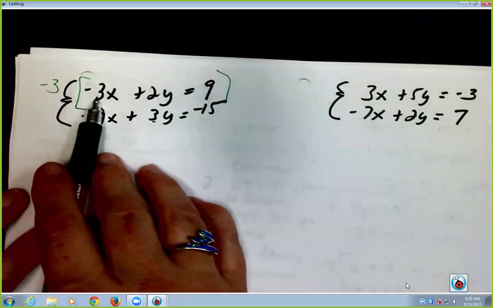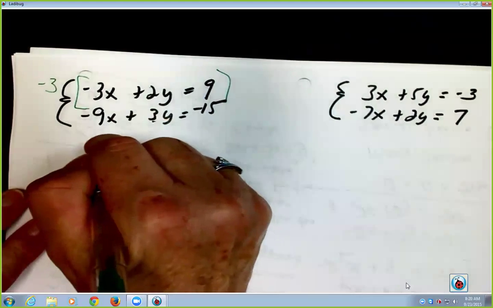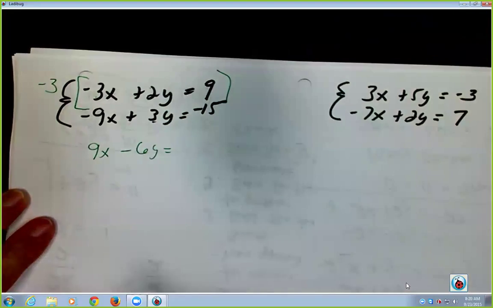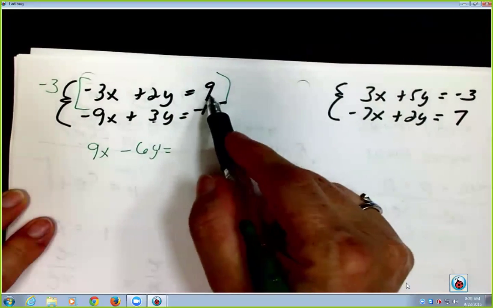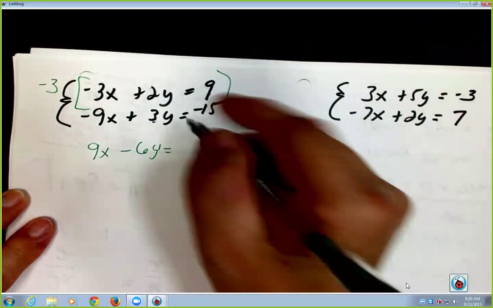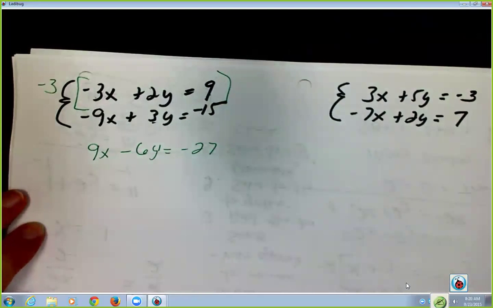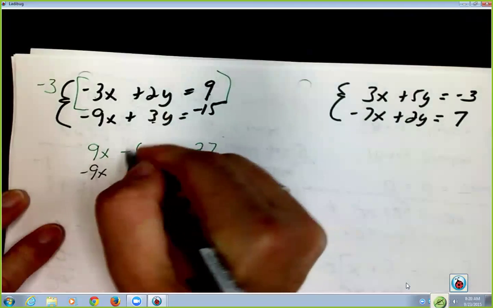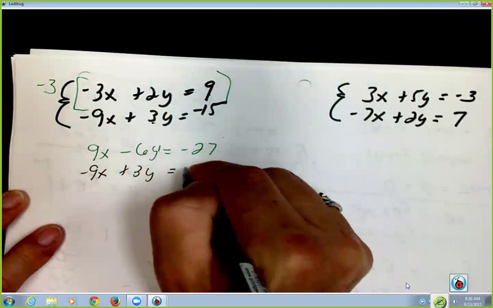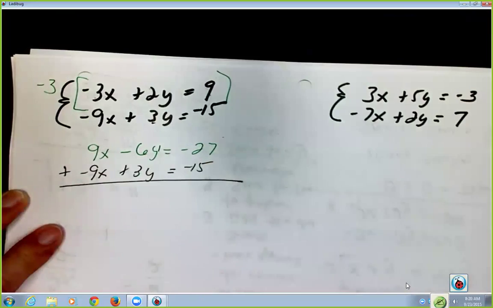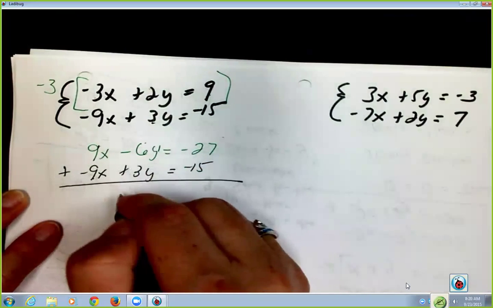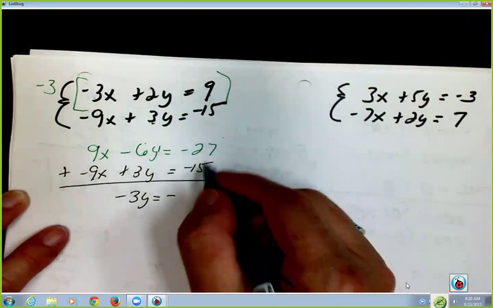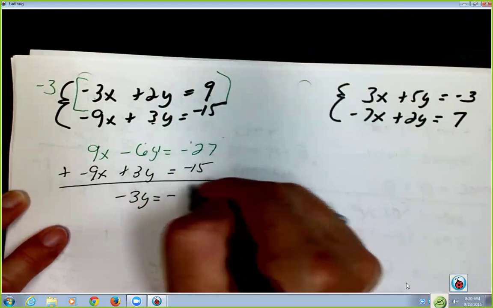So a negative 3 times a negative 3 is 9x. Negative 3 times 2y is a negative 6y. Negative 3 times 9 is a negative 27. And then if I bring the other one straight down below it and I add those two together, my x's go away. I'm left with a negative 3y, and I'm left with a negative 5 and 7 is 2, 1, 52.